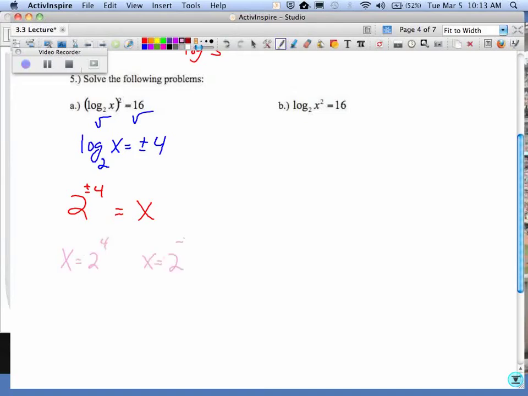What are my answers? What's 2 to the 4th? 16. What's 2 to the negative 4th? 1 over 16. So those are my two answers. We should take those and plug them back in to make sure it works. 2 to what power gives me 16? That's a 4. 4 squared is 16. Plug in 1 over 16. 2 to what power gives me 1 over 16? Negative 4. Negative 4 squared is also 16. So it works.